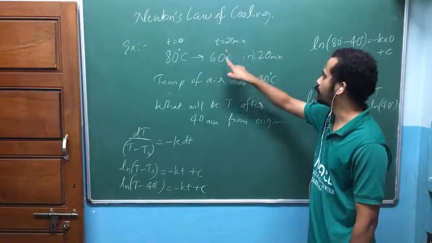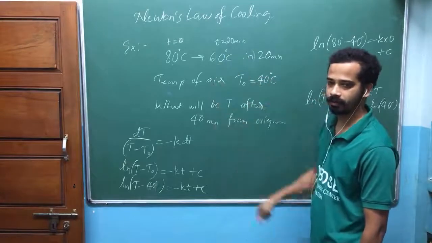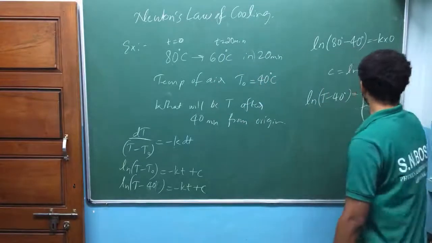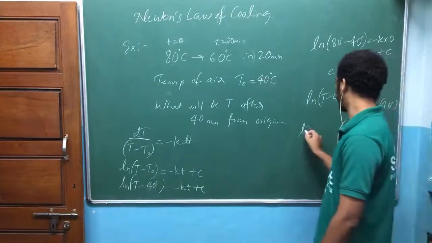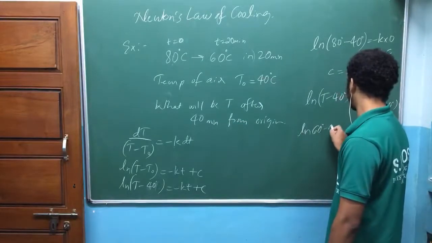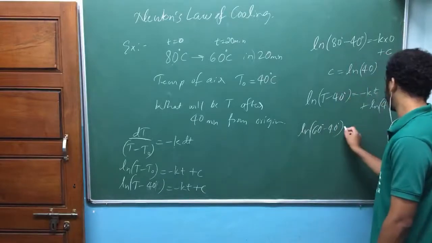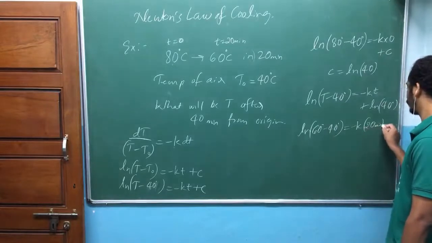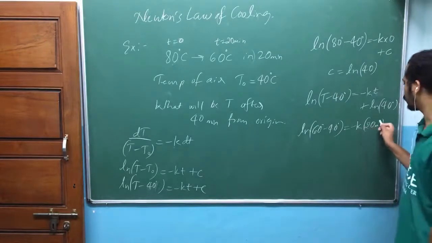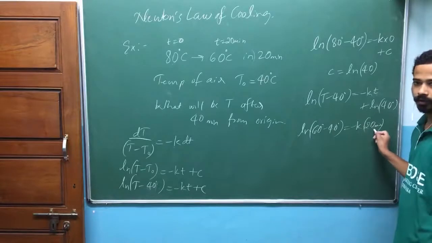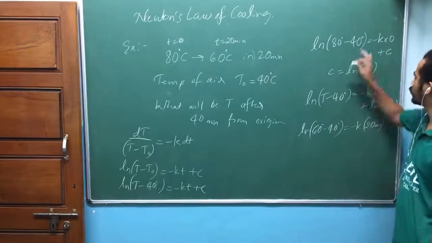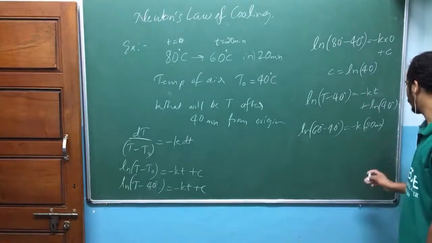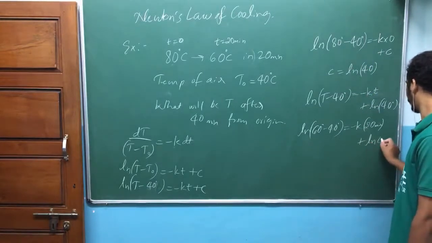At t equal to 20 minutes, your temperature is 60 degrees Celsius. To find k, k is another unknown, isn't it? So again this is time t, sorry. So log of (60 degrees minus 40 degrees) is equal to minus k into 20 minutes. Remember, it is 20 minutes. If it is in minutes, this should be per minute. The product should be dimensionless because you are equating it to a log. Is that okay? K will be per minute, plus log 40 degrees.